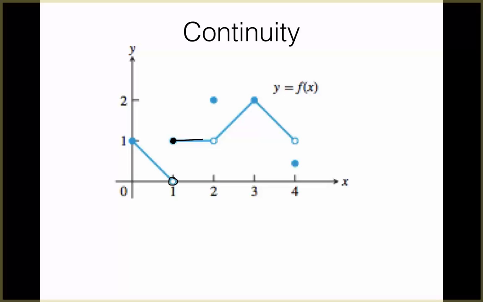Similarly, look at x equals 0. Since there's a closed circle at x equals 0, if you follow the function from right to left, we see that the function is continuous from the right at 0. So this leads to the following definitions.